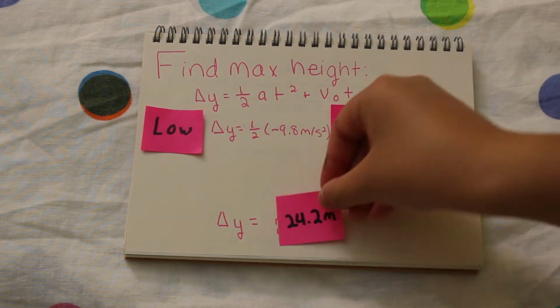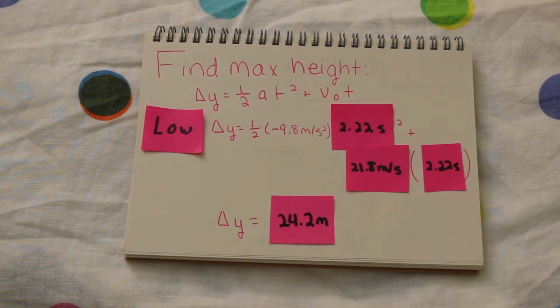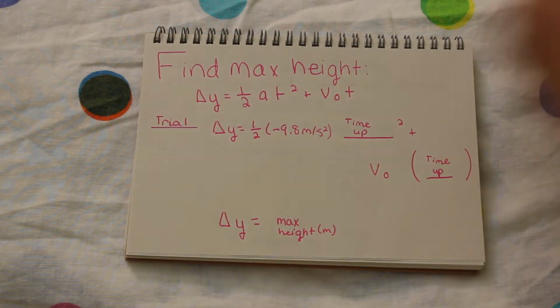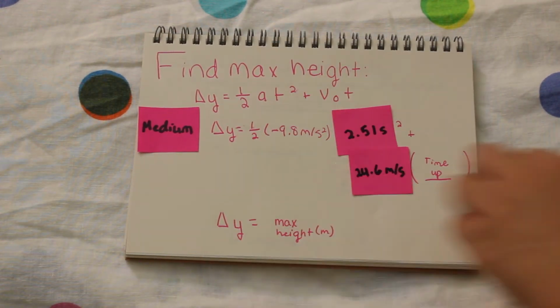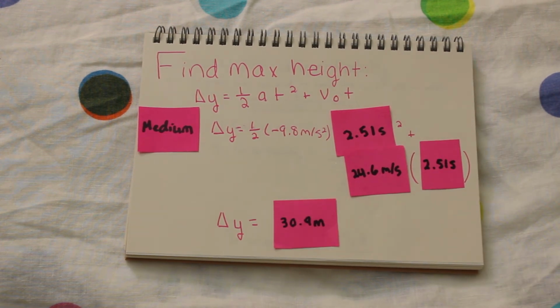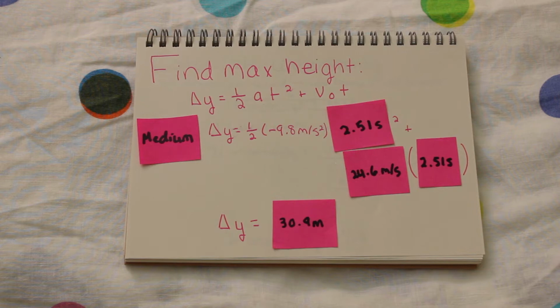For the low valve, after plugging in 2.22 seconds and 21.8 meters per second, we receive 24.2 meters as a maximum height, or the change in displacement. For the medium trial, after plugging in 2.51 seconds and 24.6 meters per second, we receive 30.9 meters to be the maximum height, or change in displacement.